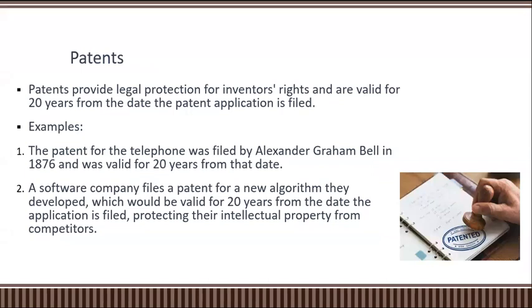Patents. Patents provide legal protection for inventors' rights and are valid for 20 years from the date the patent application is filed. Examples: the patent for the telephone was filed by Alexander Graham Bell in 1976 and was valid for 20 years from that date. A software company files a patent for a new algorithm they developed, which would be valid for 20 years from the date the application is filed, protecting their intellectual property from competitors.